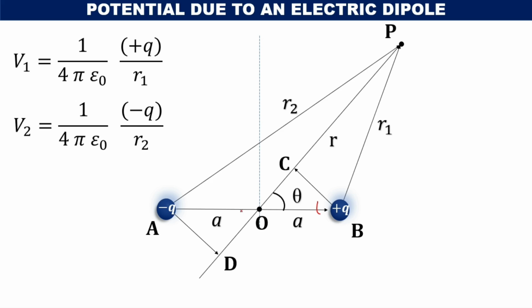One is AOD, the other is BCO. Since these two are opposite angles, obviously this angle is also equal to theta.